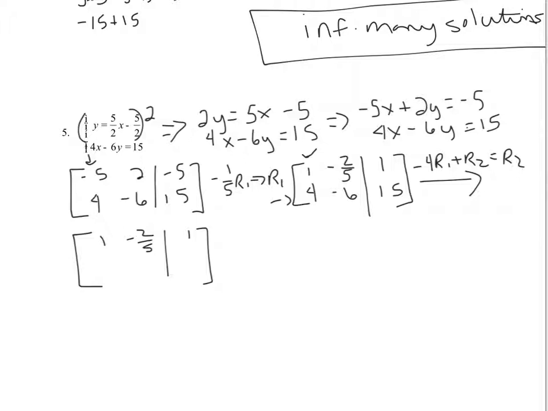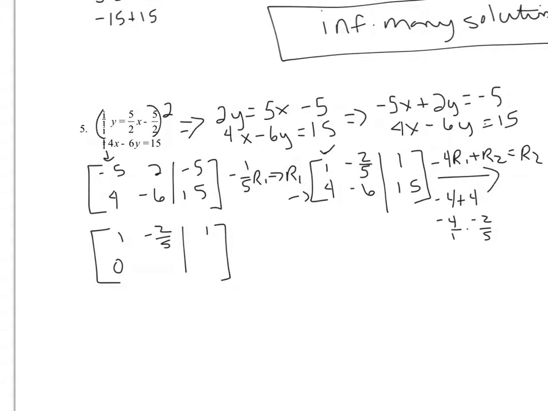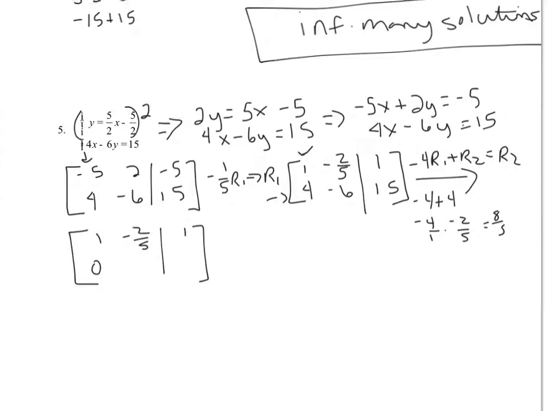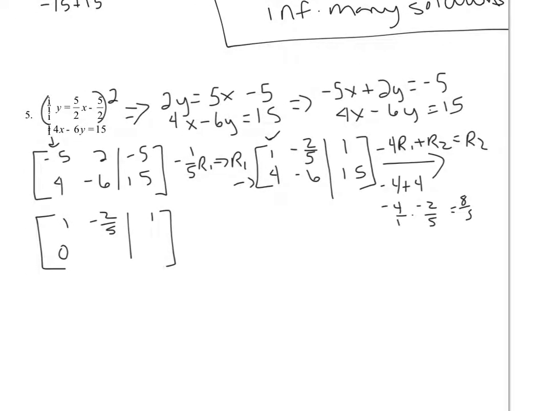Bottom row, when I multiply the negative 4 times 1, I get negative 4 plus 4, which is 0. When I multiply the negative 4 times the negative 2/5, you might want to do this on paper so you can see. A negative 4 over 1 times a negative 2 over 5 is going to turn into positive 8 over 5, but don't forget that we still have to add this to row 2, which is a negative 6. So we've got a positive 8 over 5 plus a negative 6 over 1.